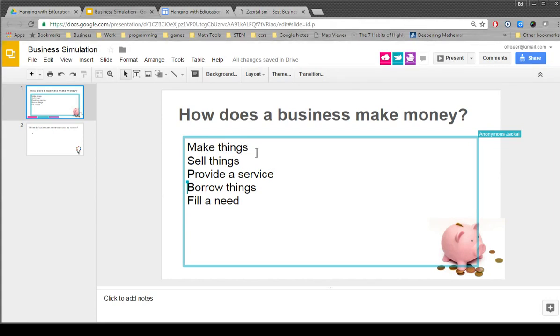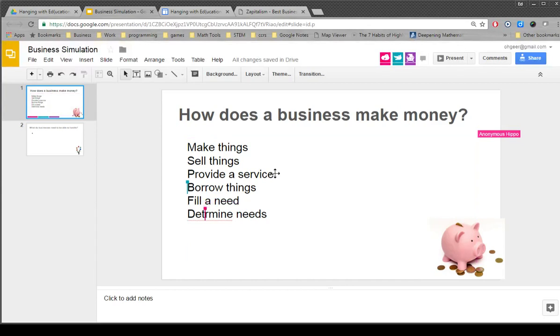So we have make things, sell things, provide a service, borrow things. Actually, you can make some money off of borrowing. Fill a need. So these are all things, like why do businesses exist? And you start wondering, what kind of preconceptions people have out there. Determining needs. You can actually make money off of just determining needs.